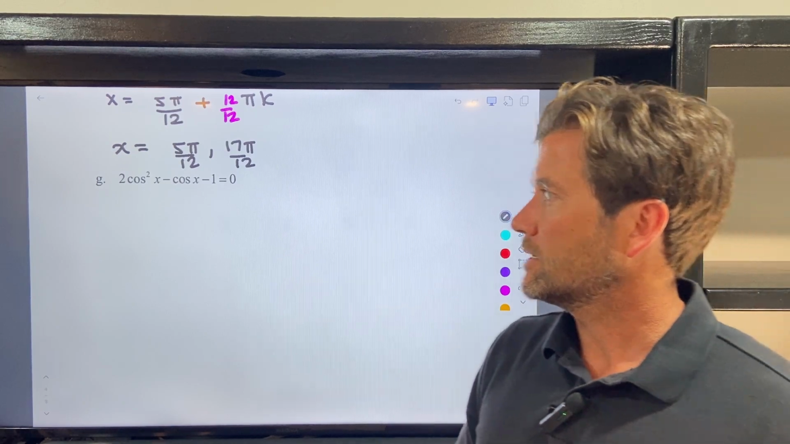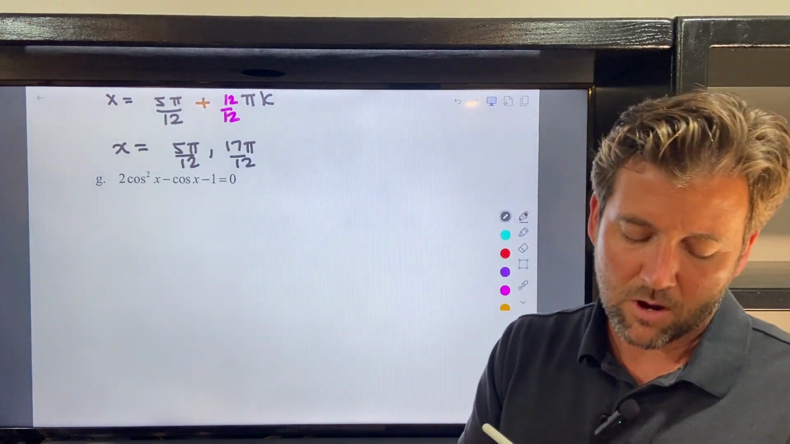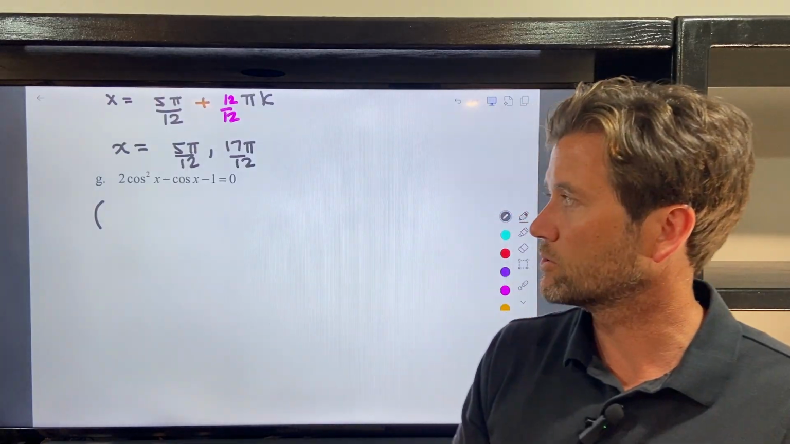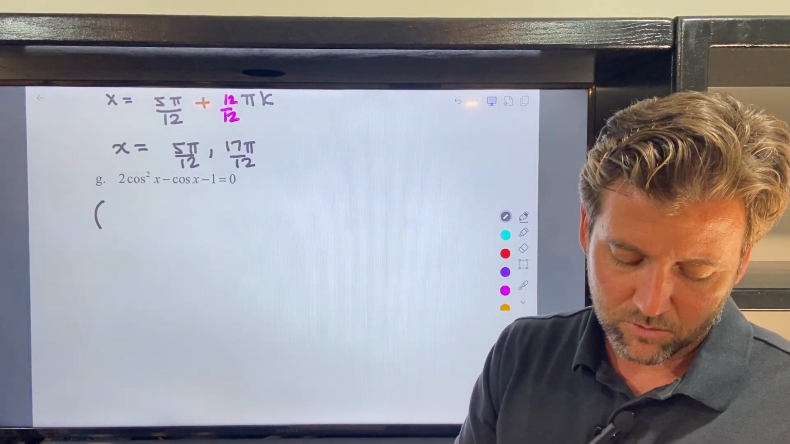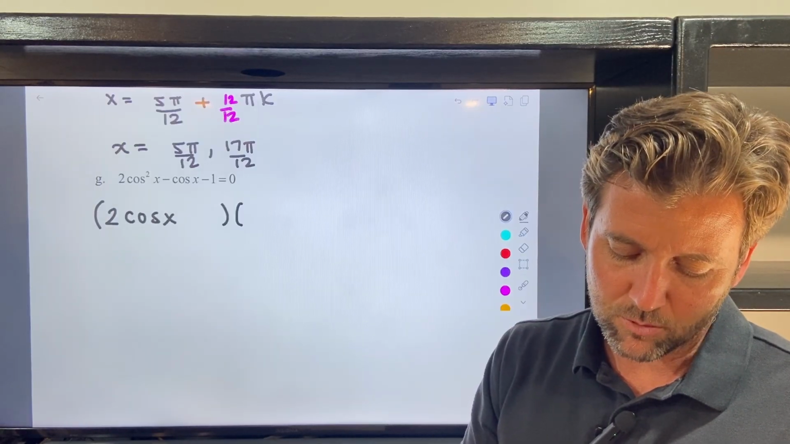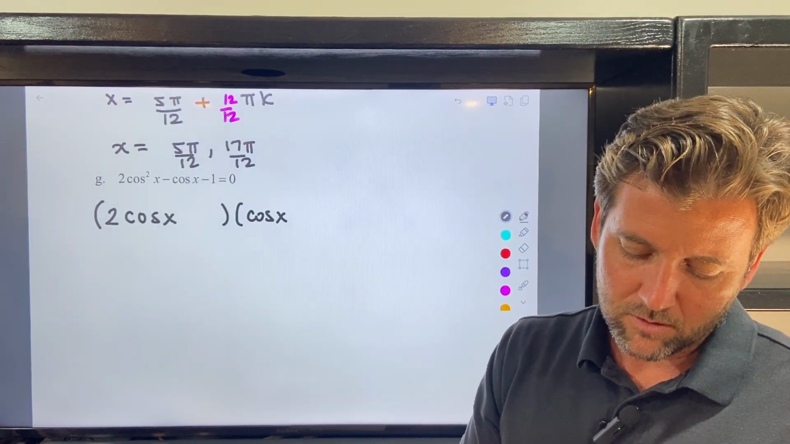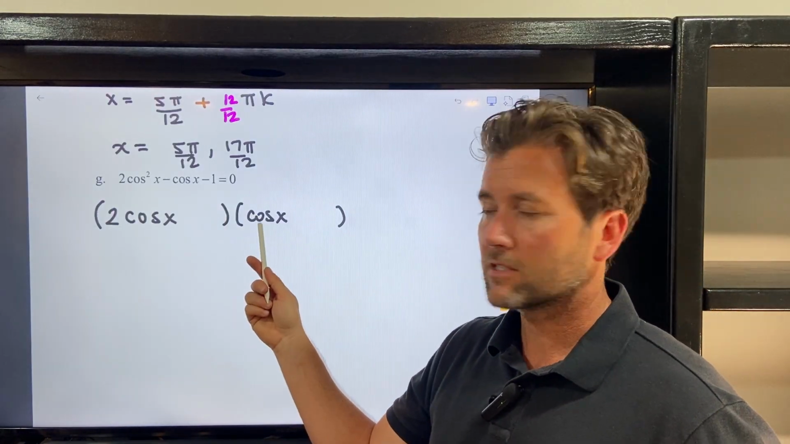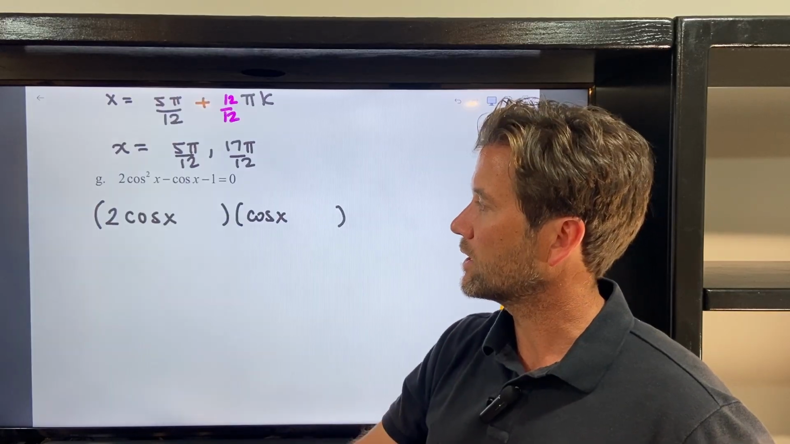All right, part G. I'm going to try to factor this problem. I see a quadratic, 2 cosine squared x minus cosine x minus 1 equals 0. I'm going to try to factor this. So 2 is a prime number. So if this is factorable, I'm going to write 2 cosine x here and cosine of x, because this product would be 2 cosine squared x.